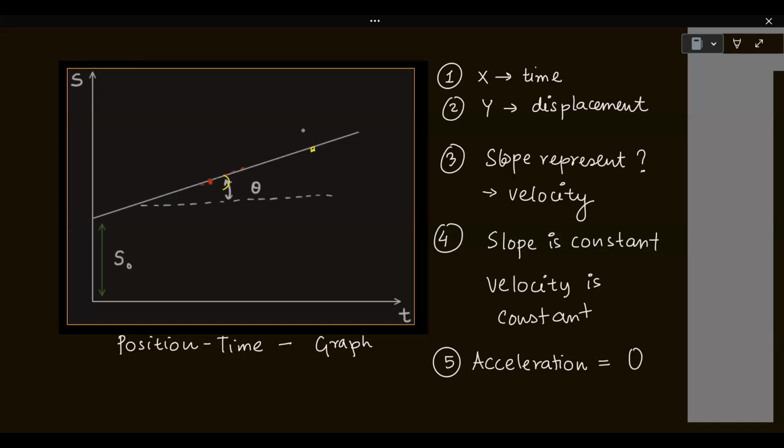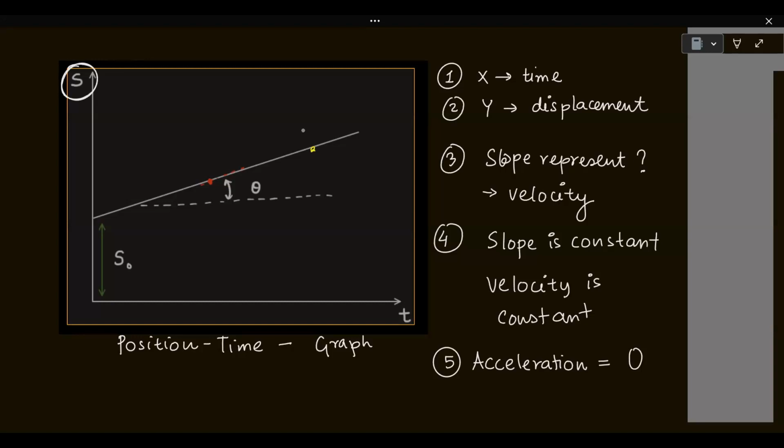Why is it 0? Because there's no change in velocity. Acceleration is defined as change in velocity by time. If the velocity itself is not changing, and the rate of change of velocity is acceleration, then acceleration is 0. Again, do you see how powerful graphical analysis is?